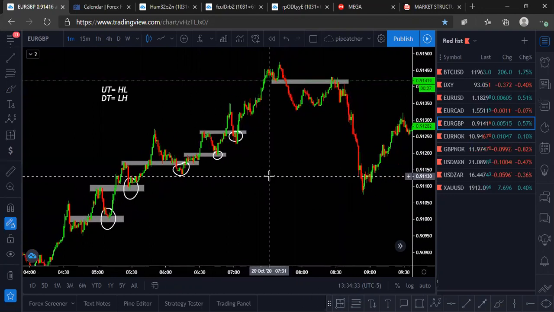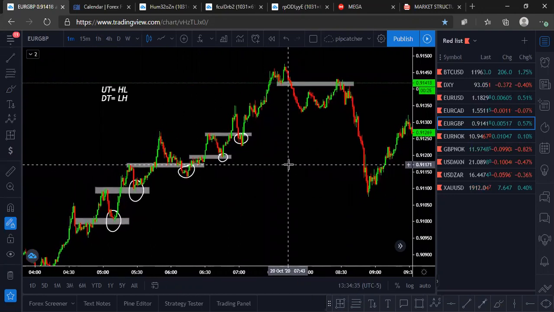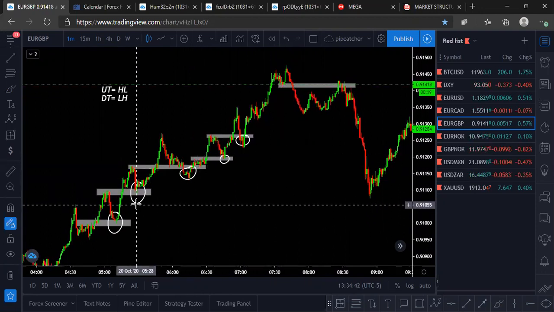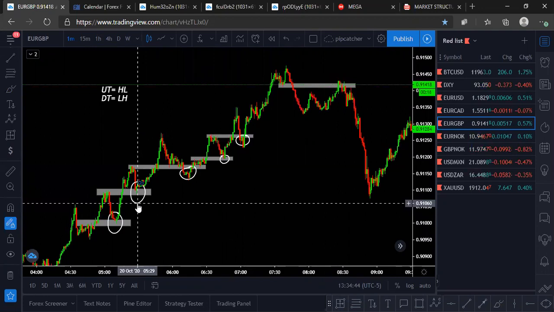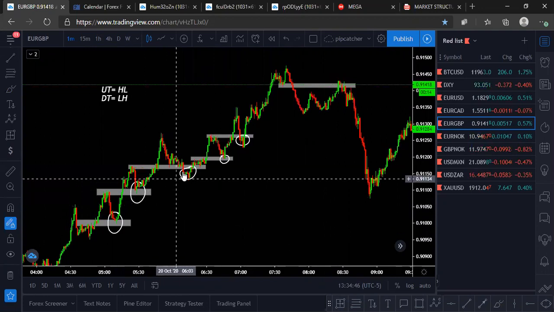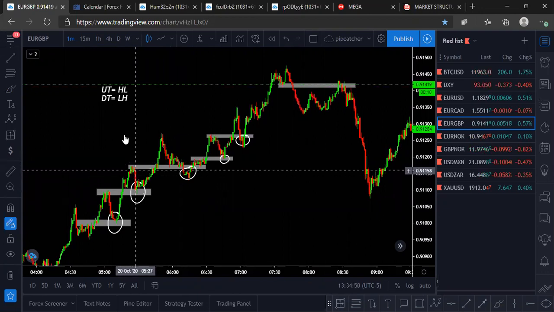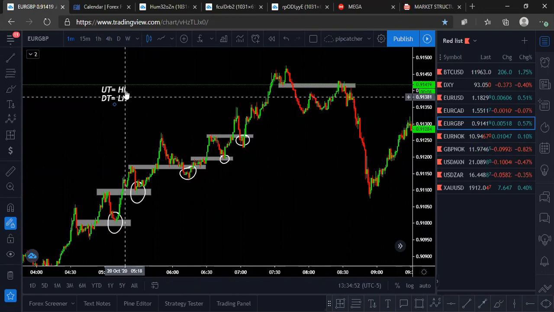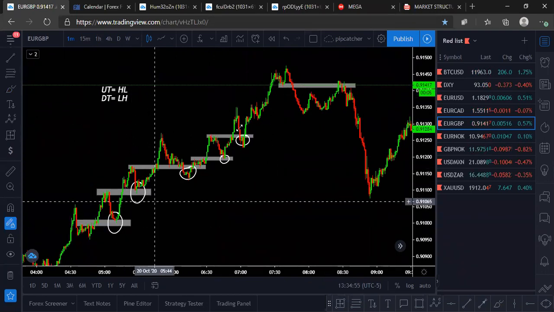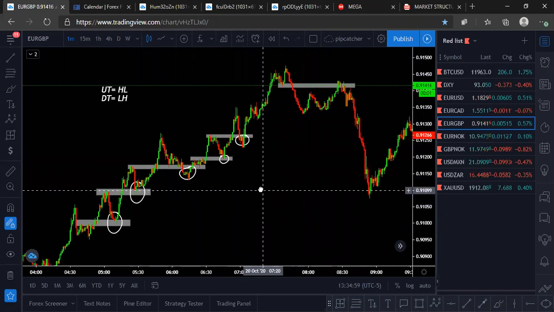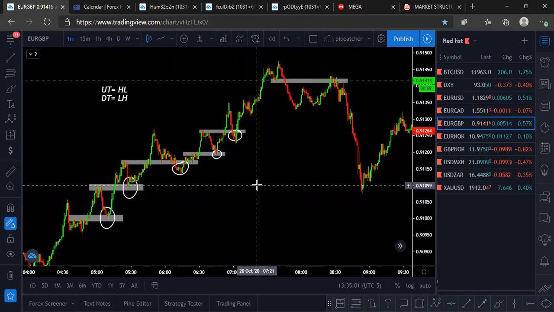So as I mentioned before, I hope this video helps you guys out with understanding not only the behavior of the structure overall, but understanding that the retracement into your lower high and your higher low, depending on an uptrend or downtrend, is the most important area of where you can find your entry opportunities.